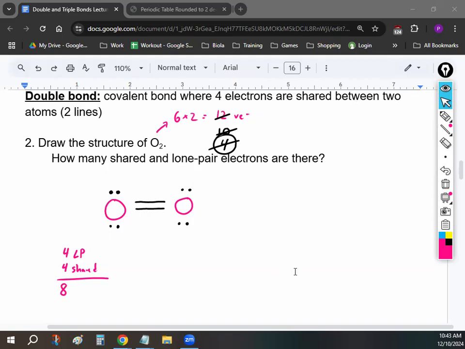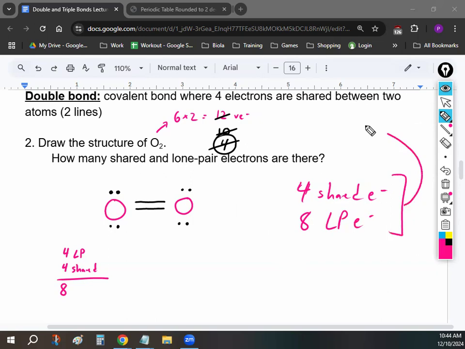All right, so inside of this molecule, you guys can see that there are 2 lines, which means there are 4 shared electrons. And then for the lone pairs, there's 1, 2, 3, 4, 5, 6, 7, 8. There are 8 lone pair electrons. And that's how we get to our 12 right here. Okay, so that's a double bond.